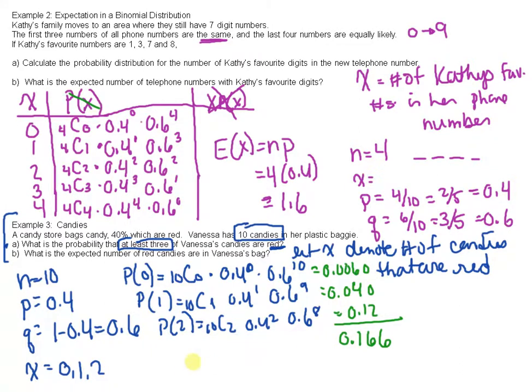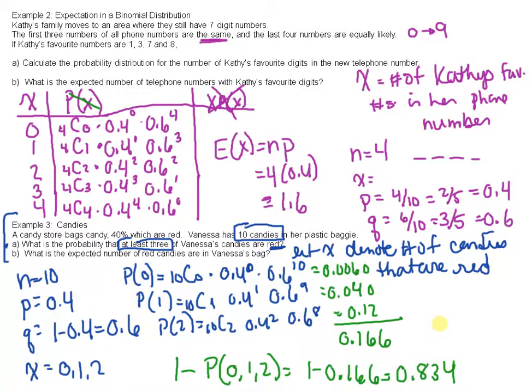However, that's not what we're looking for. We're looking for 1 minus the probability of 0, 1, and 2. So let's do 1 minus 0.166. And our probability that we're looking for is 0.834. So there's an 83.4% probability that at least 3 of Vanessa's candies will be red. Now, if we do the expected number of candies that are red, we'll just do n, which is 10, times p, which is 0.4. So the expected number of candies that are red is actually 4.